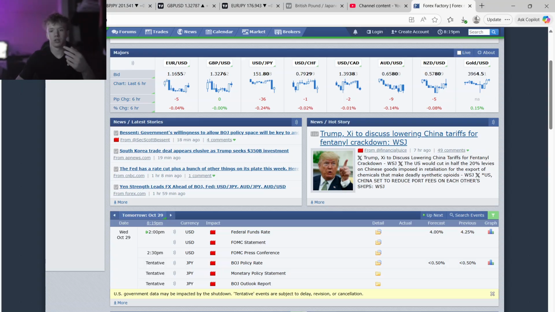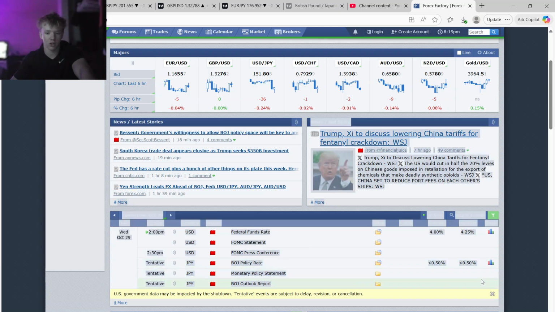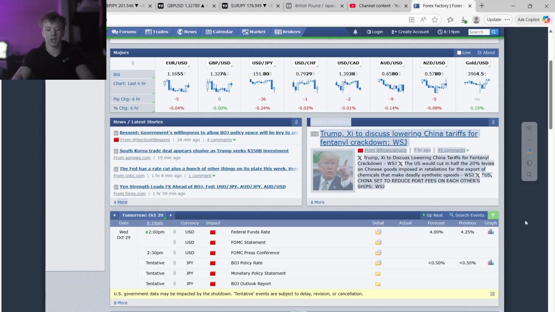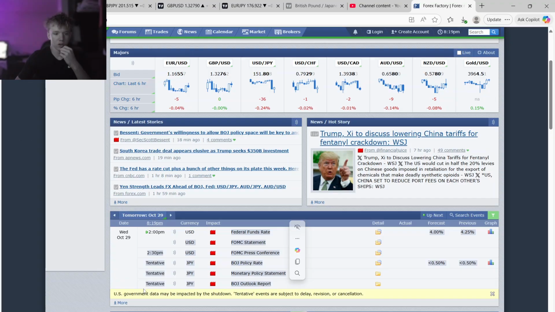But you can also just go on ChatGPT, and if you have Plus, just screenshot the news, and then ask how will this affect whatever pair you trade, and it'll tell you. That's a good way to do it. Or if you don't have Plus, you can just copy and paste it in, Control C, Control V, and ask how will this affect it? It's literally that simple.